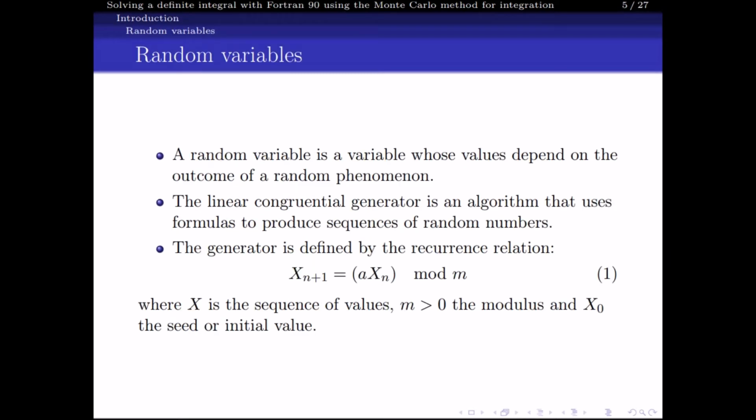Now we're going to talk about random variables, whose values depend on the outcome of a random phenomenon. We will obtain them by using the linear congruential generator, which is an algorithm that uses formulas to produce sequences of random numbers and is defined as equation 1. A and M are constants determined by the user, in this case ourselves.